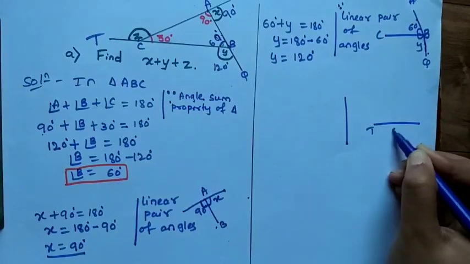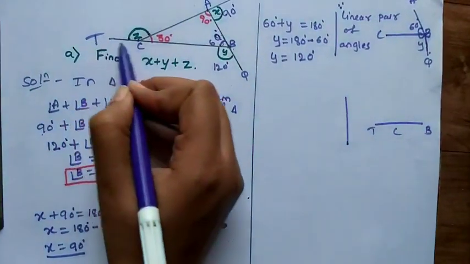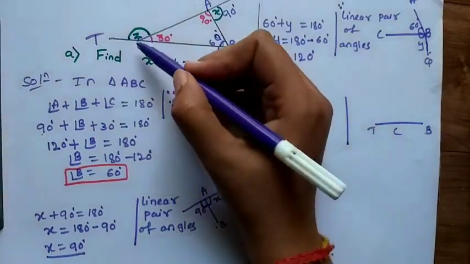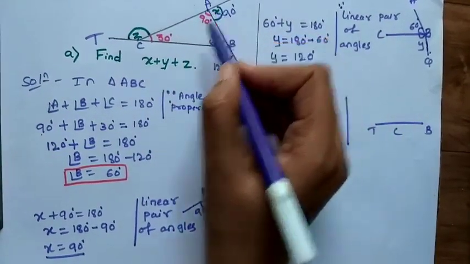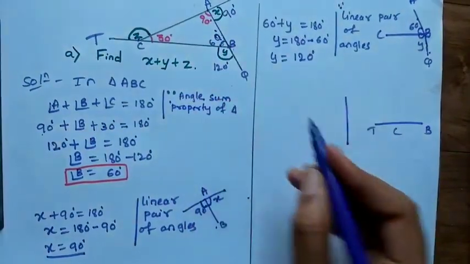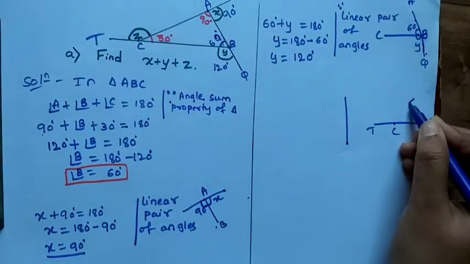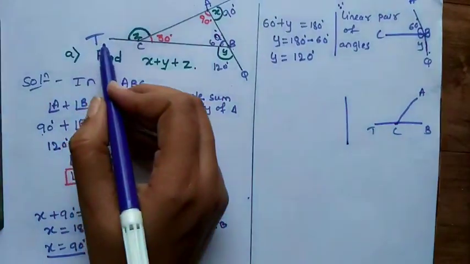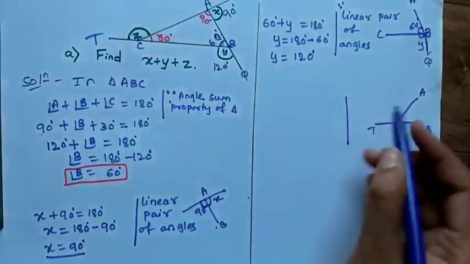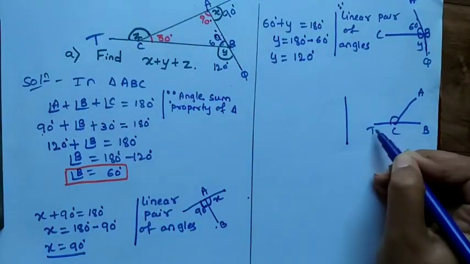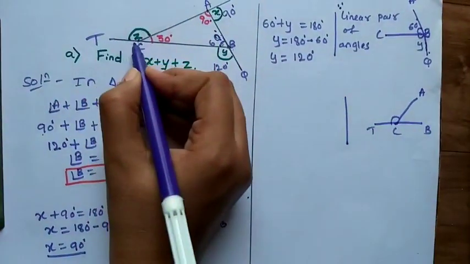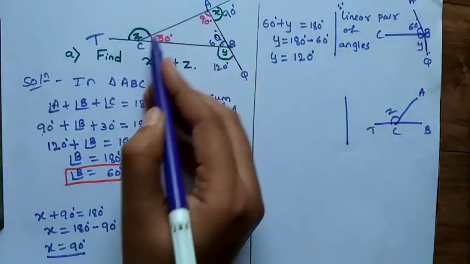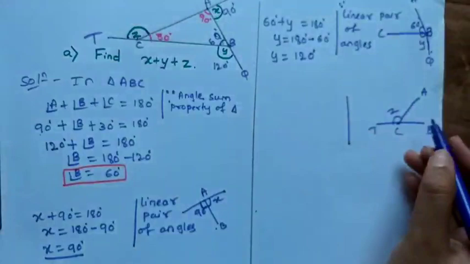Here TCB is a straight angle and CA is the ray which intersects the line TB. So CA intersects the line TCB. Again here we have one side, TCA. What is the value of TCA here? Z. And ACB is what here? 30 degrees.